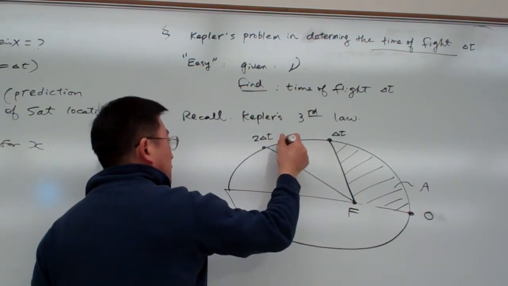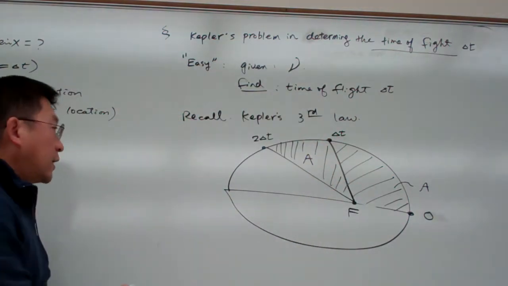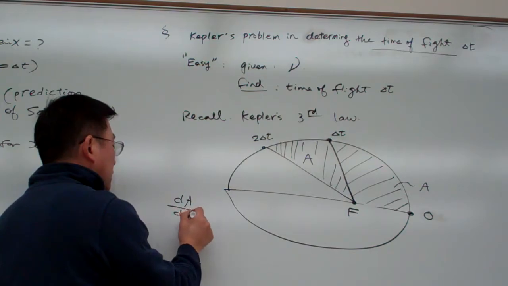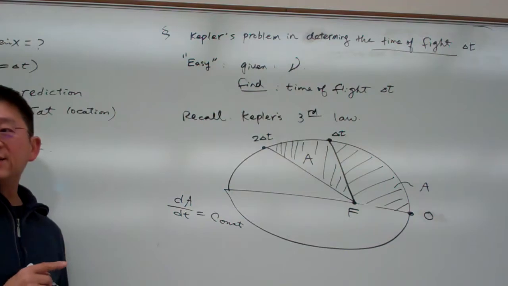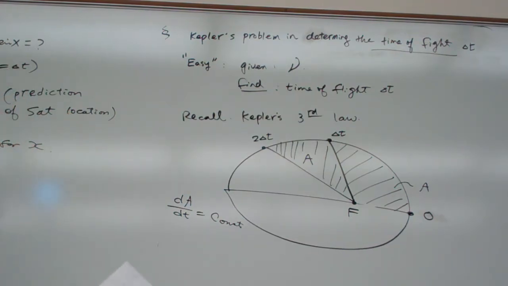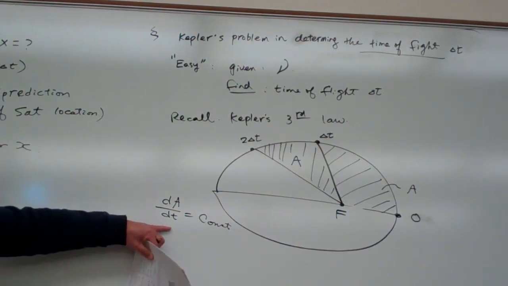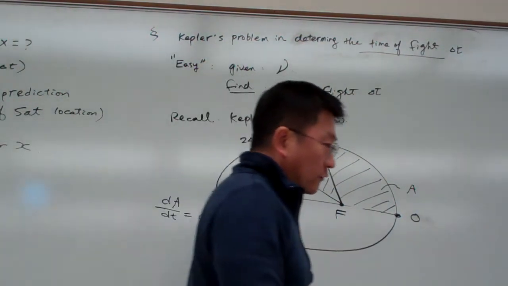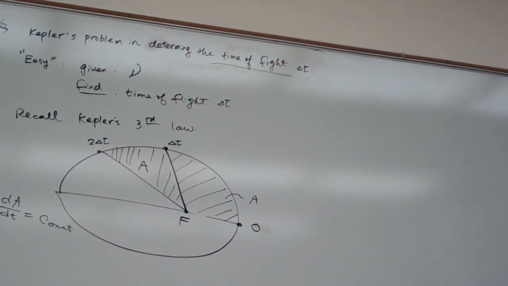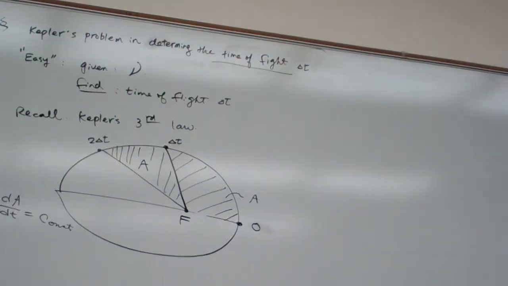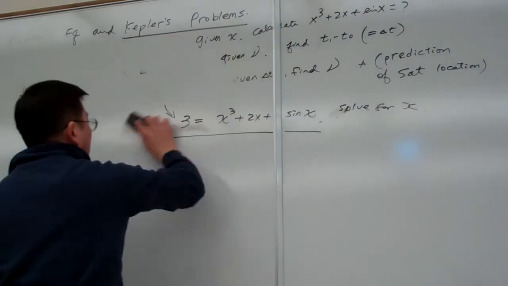The area here must be the same as A, right? So that means we know dA/dt is constant. And that's Kepler. For this one, we simply derive from here. This chapter will begin with how to extend from this and get into more useful information. So keep those things. We will base upon this and begin to formulate the Kepler's problems.